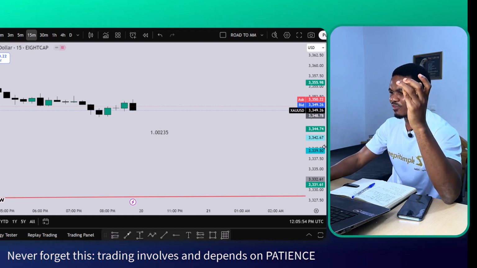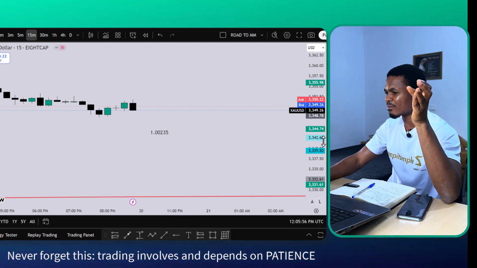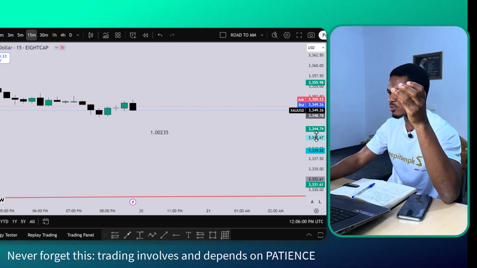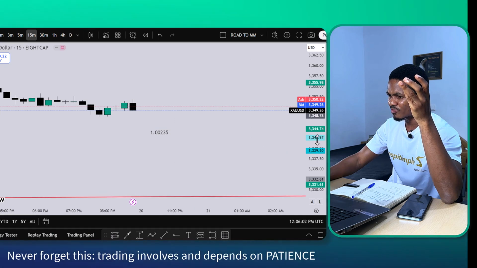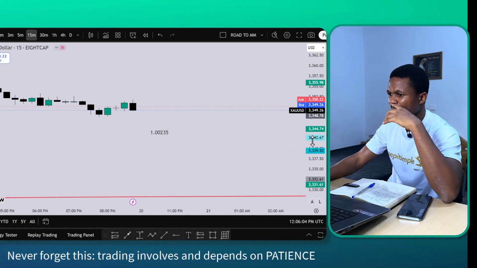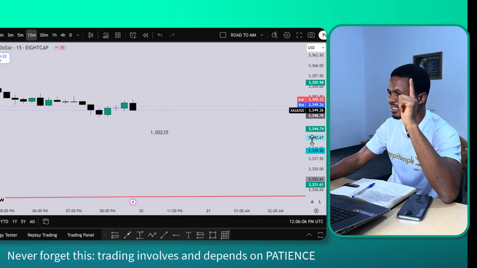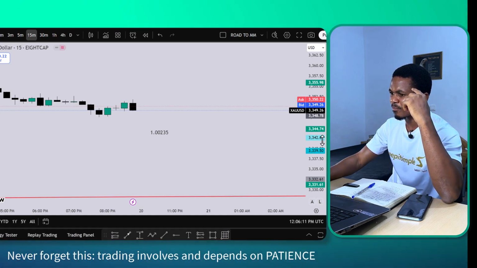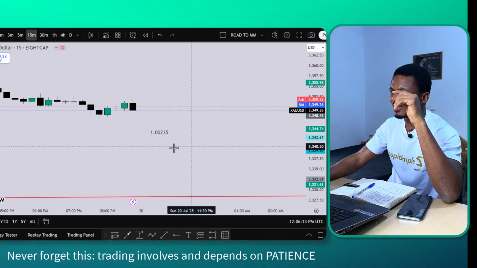The value of gold, if you can see from here, is quoted up to 2 decimal places. It's not even up to 3 decimal places. It's quoted up to 2 decimal places. For instance, we have 3,342.67. All right, we have that value over there.